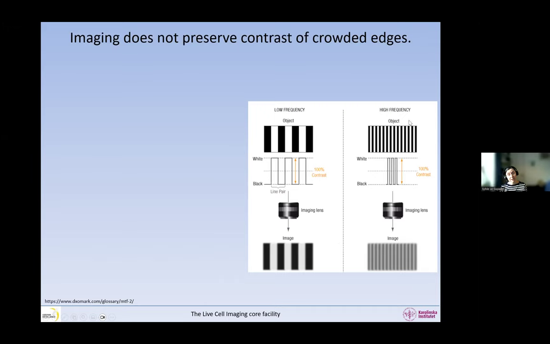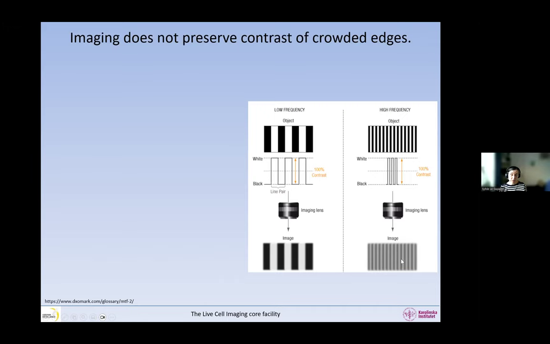But unfortunately, when we have this type of object where we have very crowded edges, if we draw a line like this, there's a very fast change across. If we travel from the left to the right of this image, we get black, white, black, white, black, white, very fast compared to this. So very fast changes across the image. When we image this, not only are the edges blurry, but also the contrast is much worse.